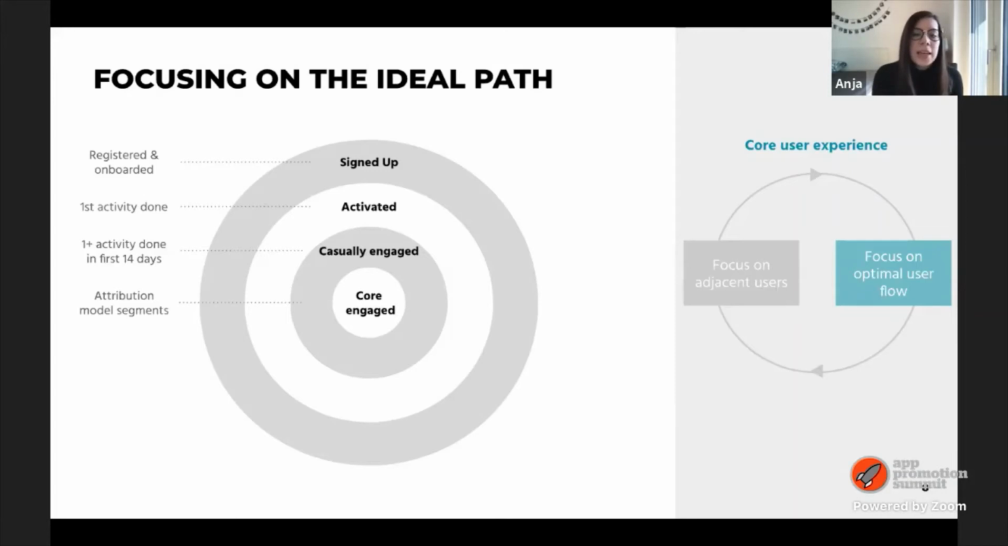Then the next step is that we need to get them activated. For us, that's the first activity that is done for a user. This means that the user is actually experiencing the core value proposition of our app for the very first time. Moving on, we also want to get them into a casually engaged state. Our casually engaged users need to do a minimum of 2 activities in the first 14 days, because that's for us a proxy to retention in the long run. With that, we can really focus on the first 14 days, optimize there, and know that when we get users to do that, they are significantly more likely to stay with us in the long run.